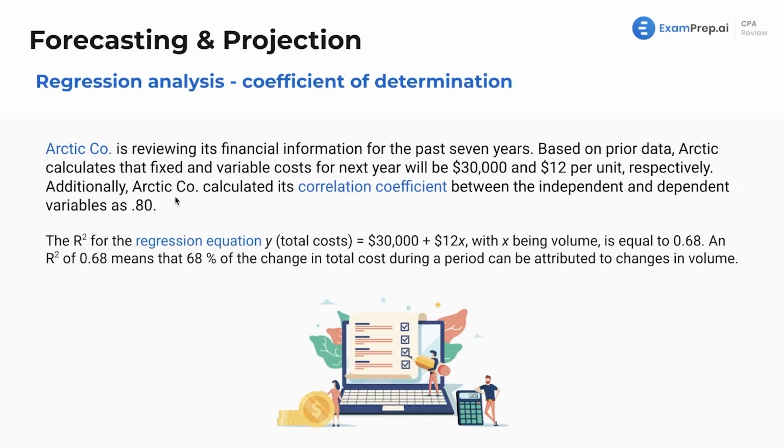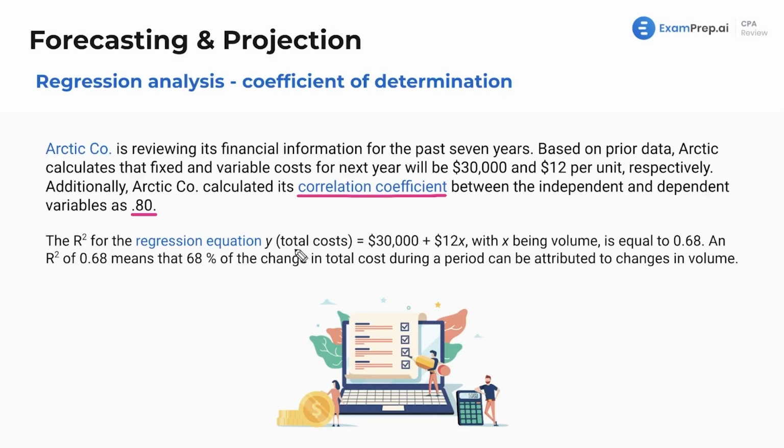Okay, additionally, Arctic Company calculates its correlation coefficient between the independent variables as 0.8. So we already know the correlation coefficient. We know that R is 0.8. Let's move along here. Well, the R squared for the regression equation, y, now you might remember the y equals mx plus b formula from whatever class it may have been you took, statistics or calculus or any of that. I'm not getting into that because I don't want to, and good for us, it's not on the exam.